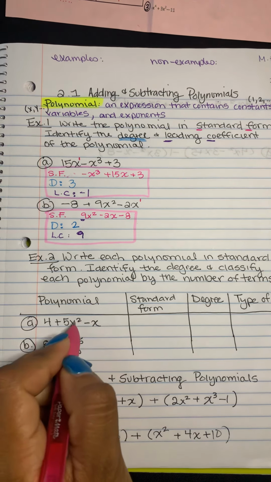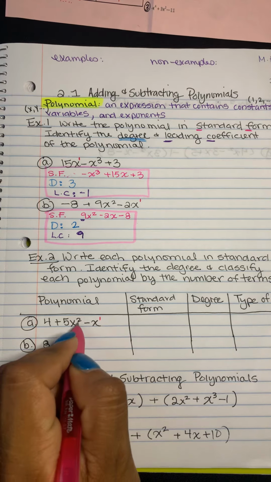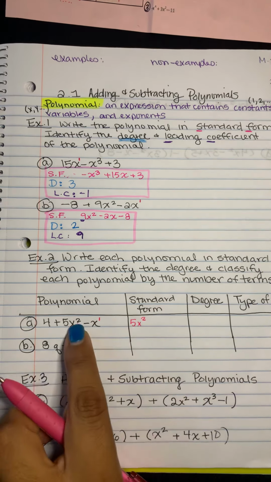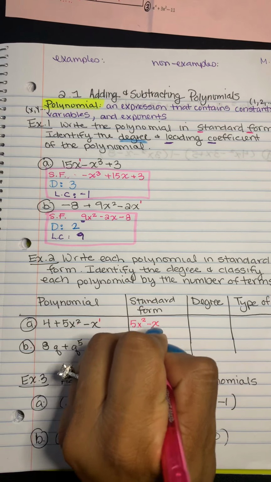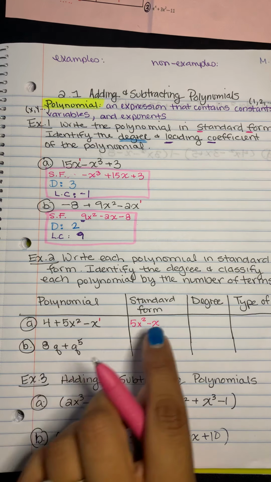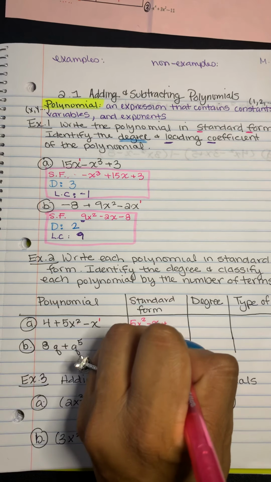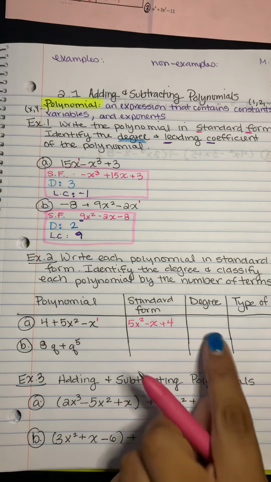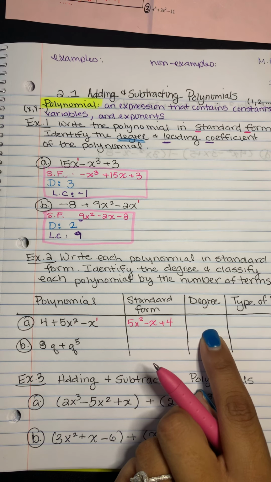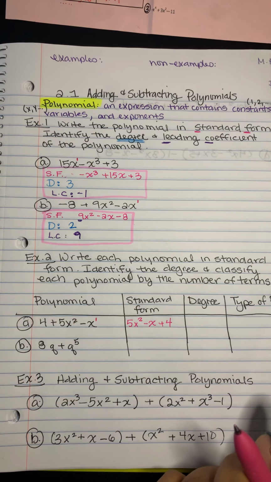Okay, standard form. We have a 1 here, a 2 here, and a constant there. So we're going to start with 5x squared. That's the largest exponent, and now we're going to decrease from left to right. You don't necessarily have to put a positive 1 there. We know it's there. And then we have plus 4. When it asks for degree, we want the largest degree. So our largest degree is 2.